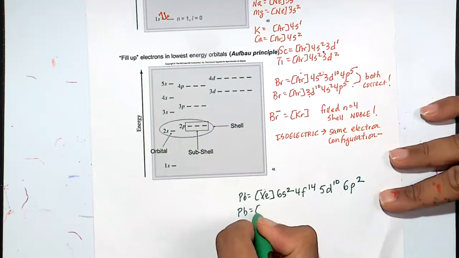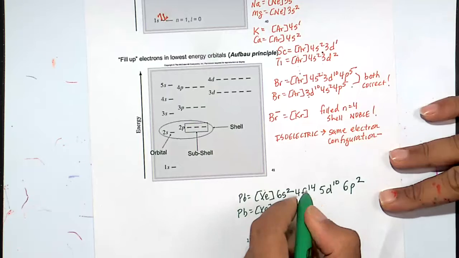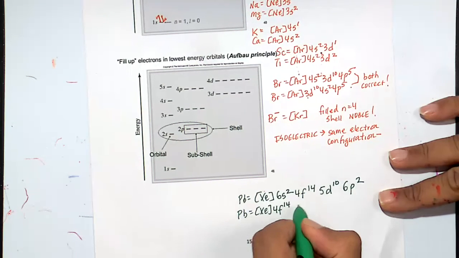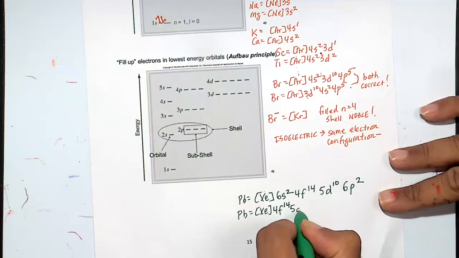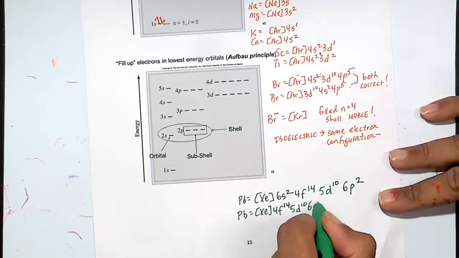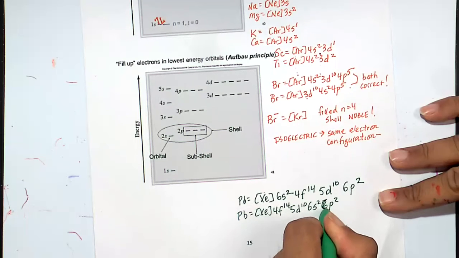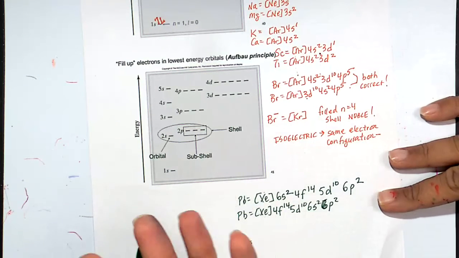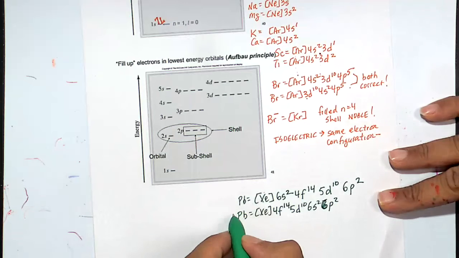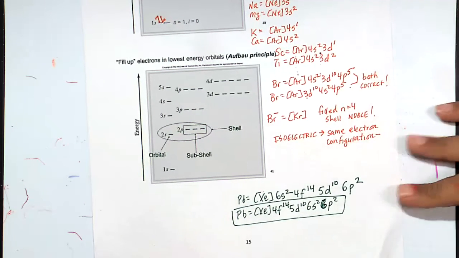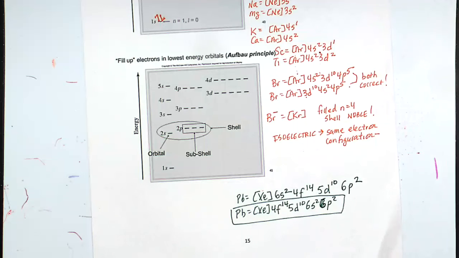This is my preference. I like to put everything in order of principal quantum number, so 4, and then 5, and then 6. Both are right answers, but I guess I'm retentive, and I like the 4, 5, and 6 to be in order. But anyways, that's the electron configuration of lead.